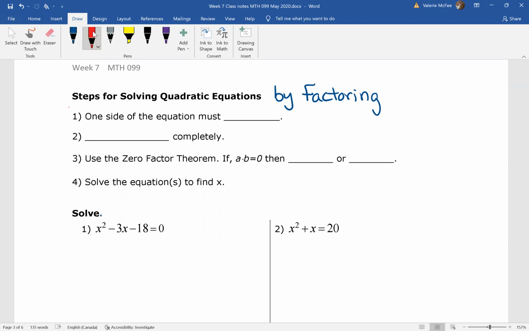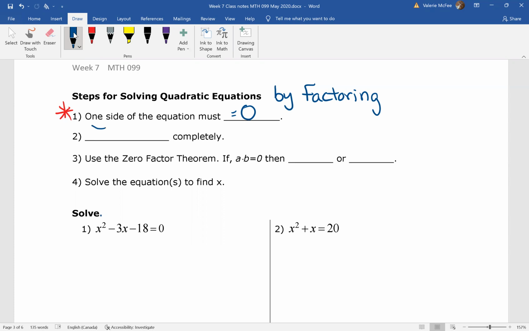Step 1 is really important. One side of your equation must equal 0. So if the equation doesn't equal 0, you cannot factor. Make sure it equals 0 before you start factoring.